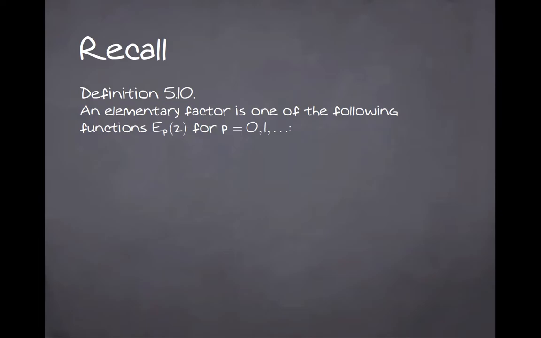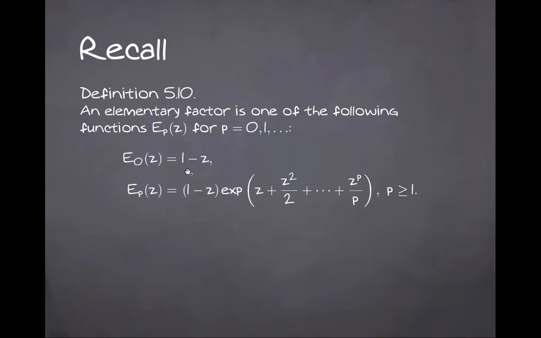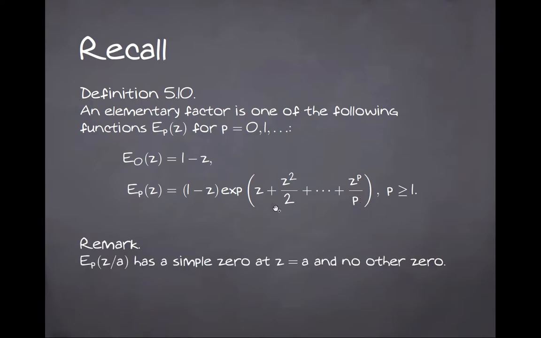The elementary factor, which we have defined, is denoted by E_p(z). For p equals 0, E_0(z) is 1 minus z. For all others, p greater than or equal to 1, it is (1 minus z) times the exponential of z plus z square by 2 plus up to z power p by p. These are all entire functions, and E_p(z) has only one zero, at z equals 1. If we consider z by a instead of z, then E_p(z/a) has a simple zero of order 1 at z equals a, and is non-vanishing elsewhere.